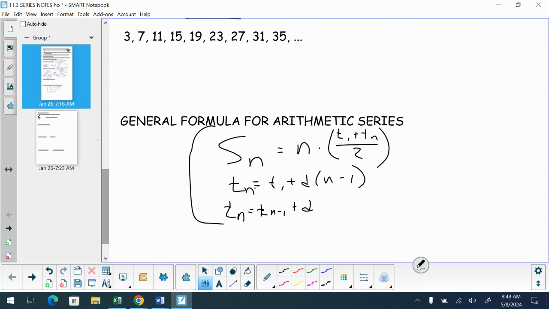Now, when we get into calculus, there are some other rules that we will utilize in regards to series, like for n squared and n cubed, how you can find your series for those. We won't worry about them right now.